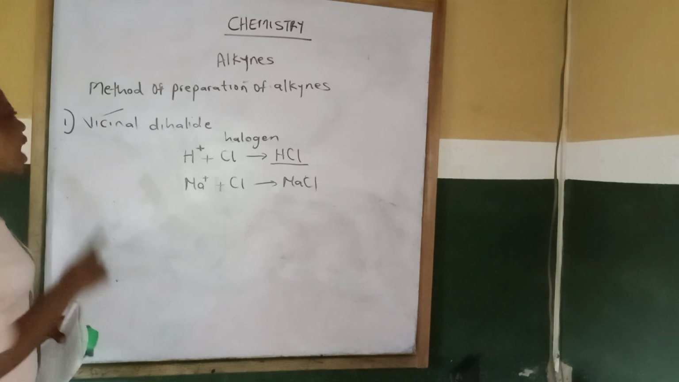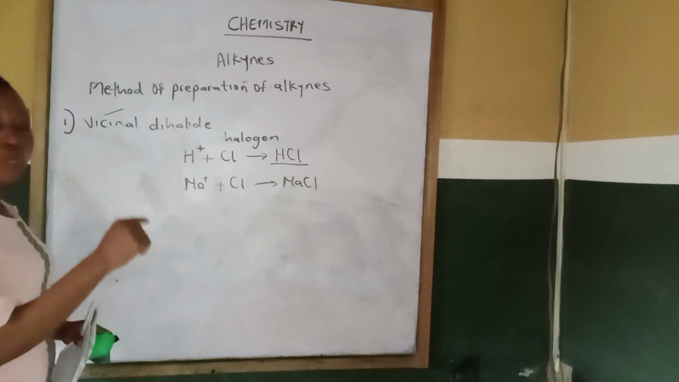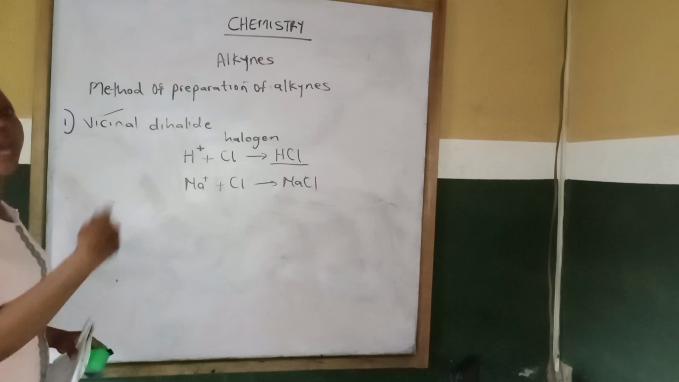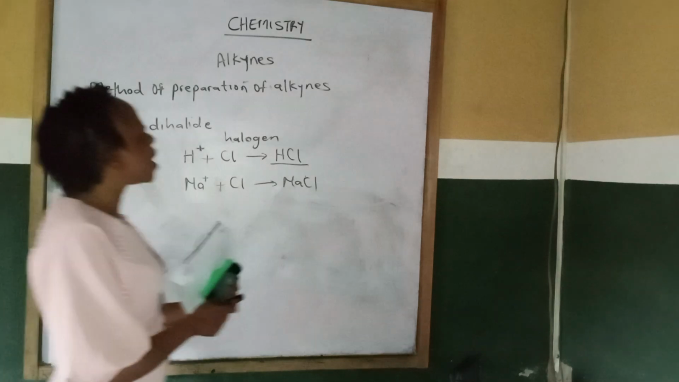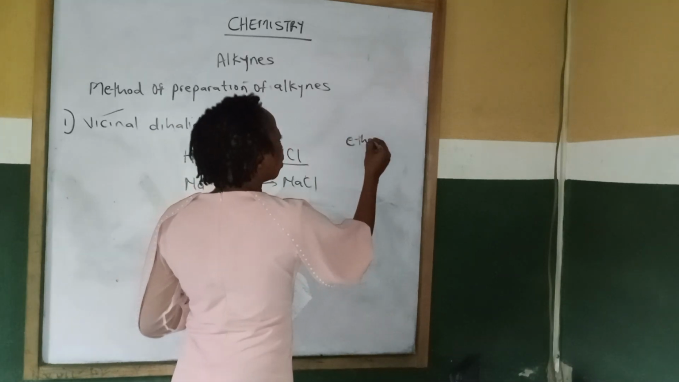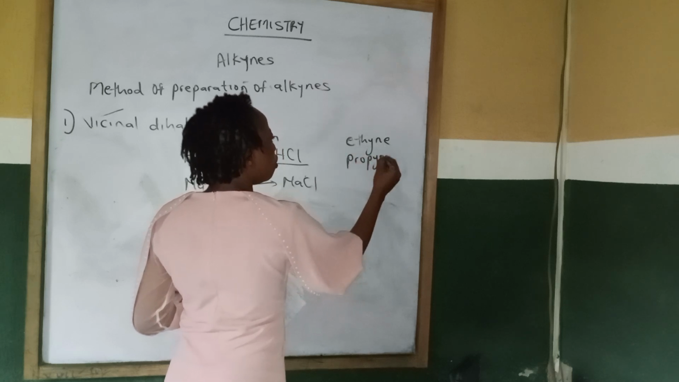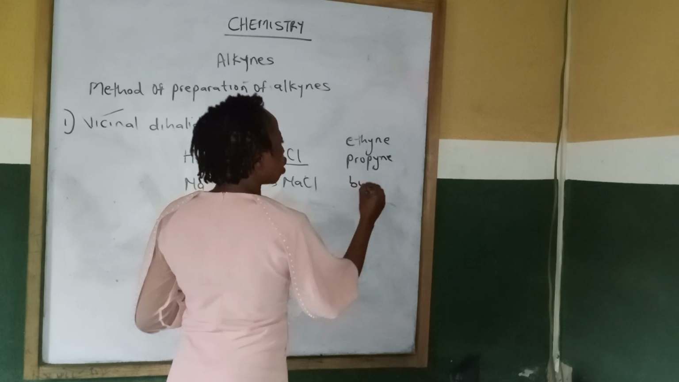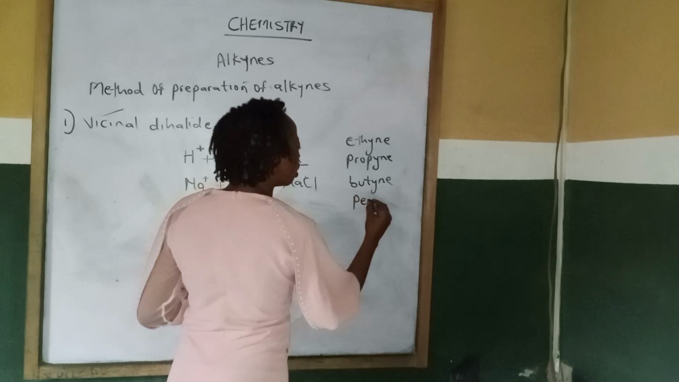So when halogens react with an alkane molecule, it will give you what we call haloalkane. Halo is from halogen, then alkane, an alkane member. To prepare members of alkyne, don't forget that the second member of alkyne is called ethyne. The third member is called propyne. The fourth member is called butyne. The fifth member is called pentyne.